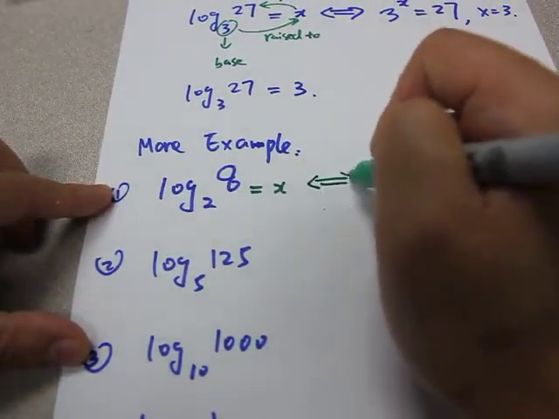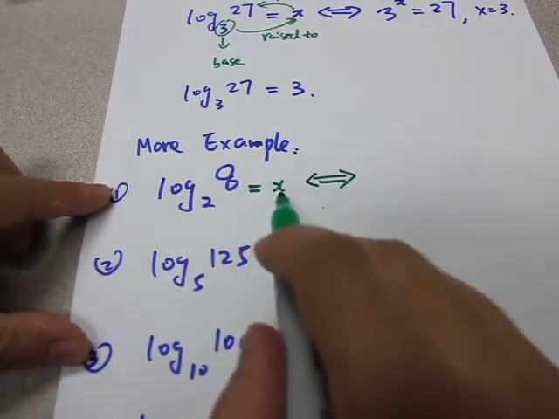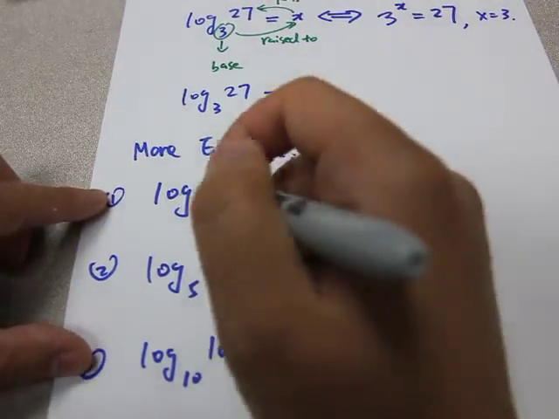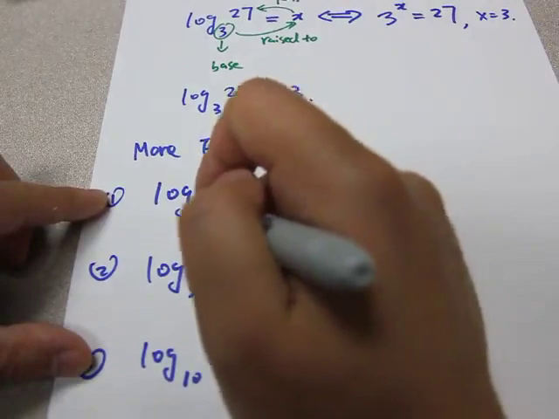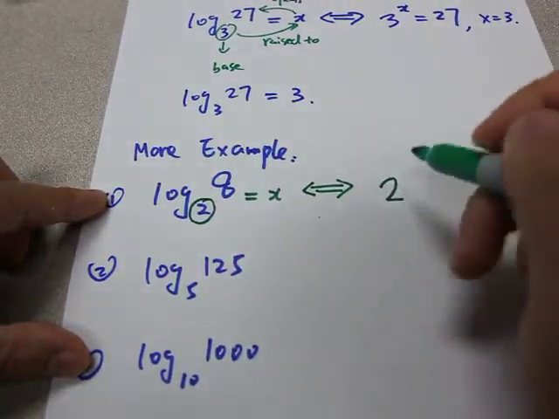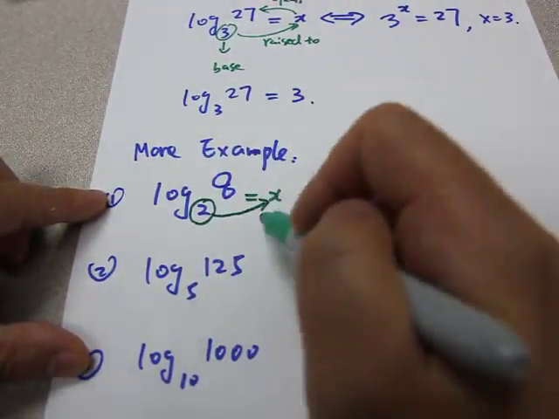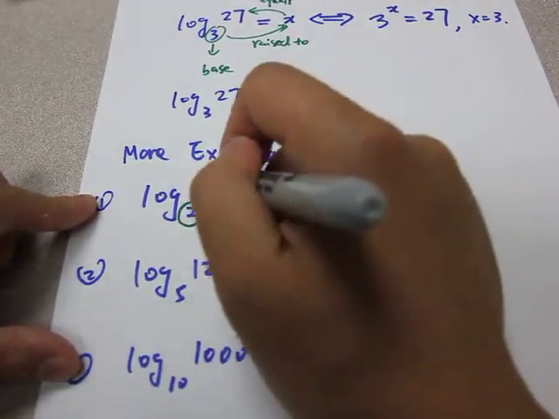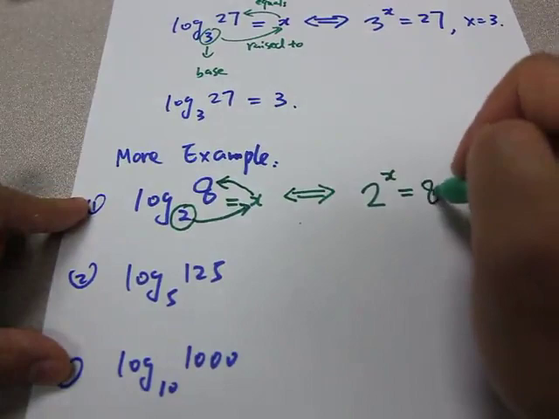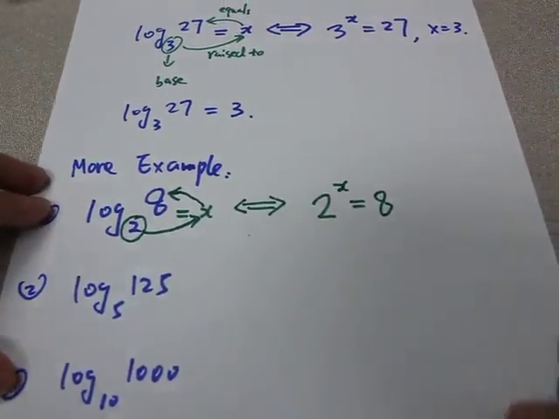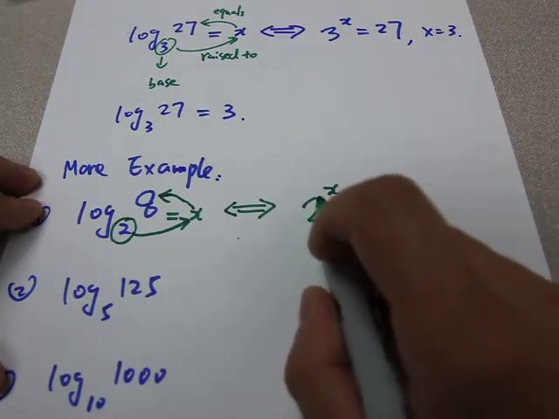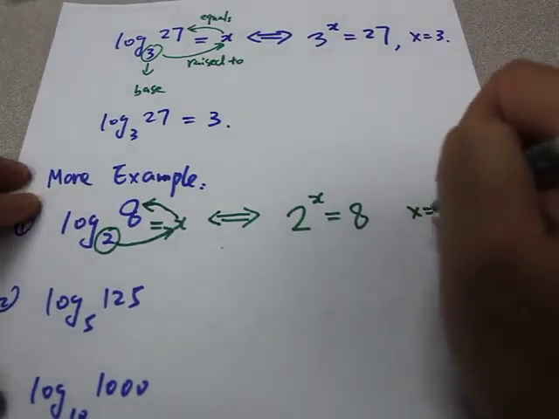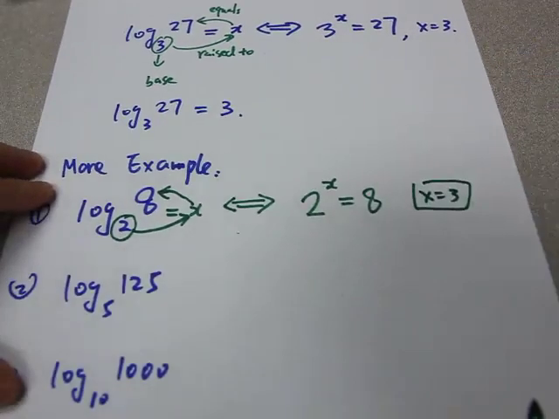So next, I rewrite this as an exponent. So 2 will be the base, and 2 raised to the power of x will be equal to 8, because 2 raised to the power of 3 equals 8. So the answer is 3.